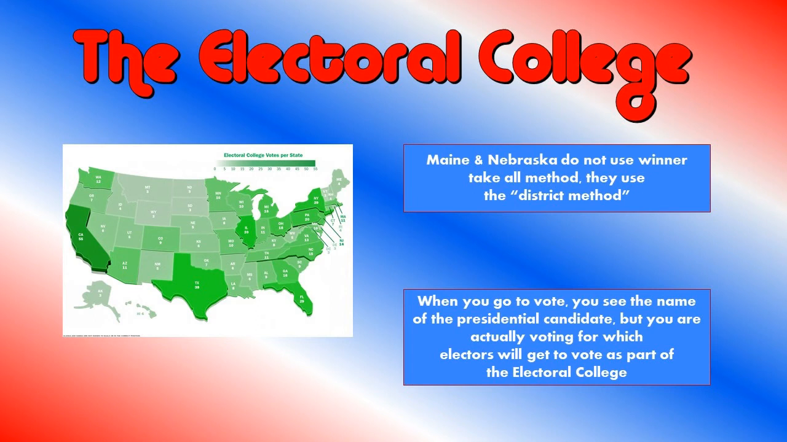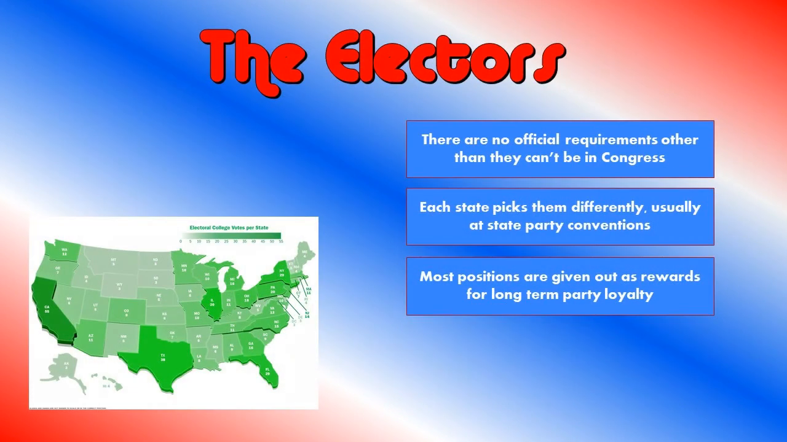It is the Electoral College electors who will be voting for president. Now, the people who serve as electors, there's no real rules for who they can be. There's only one rule. They cannot be members of Congress. Other than that, the states could choose anyone to serve as electors. So each state picks them a little bit differently.